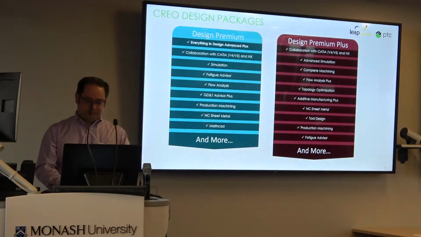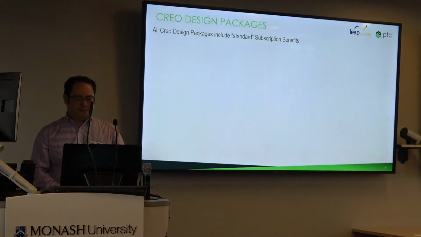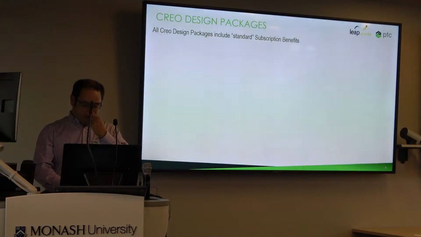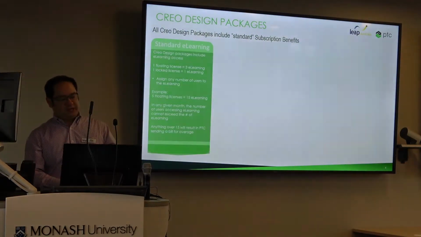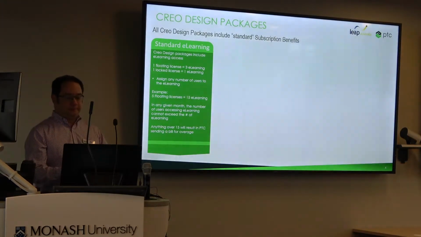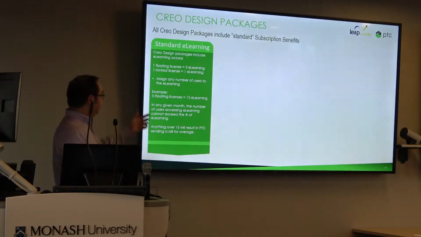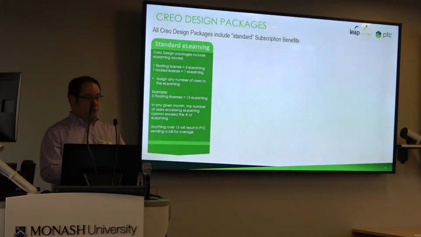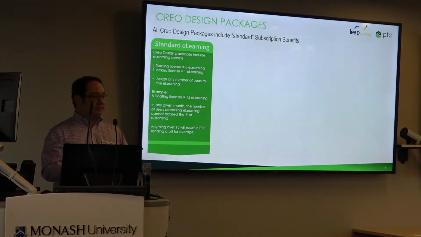Okay. All right. So the other part on the subscription side, okay, what's included with subscription, and also some other changes here that might affect some of you. So subscription licenses include e-learning, okay. So if you're buying a floating license, you get 3 e-learning licenses. If you buy a no-lock, you get 1 e-learning. The other big change is to the way that those e-learning licenses can be used.